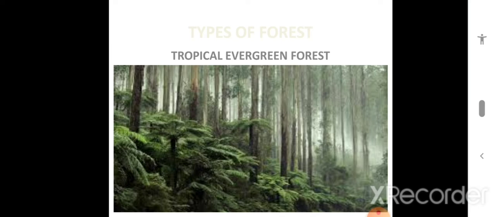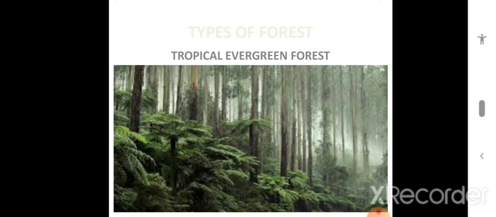The next feature is that leaves are broad and therefore the rate of transpiration is very high. Do you know what is meant by transpiration? Transpiration is the process of water passing out from the surface of a plant or leaf. Another feature is that more species of trees and animals are there in these forests than anywhere else. These are the important features of tropical evergreen forest.